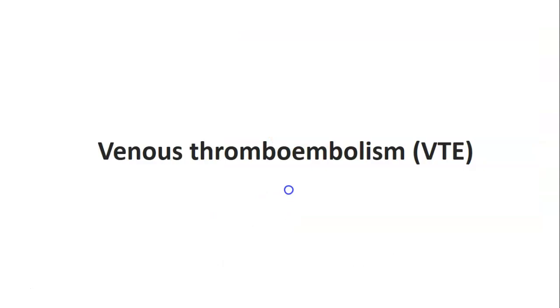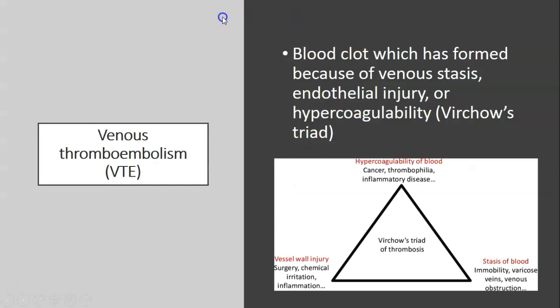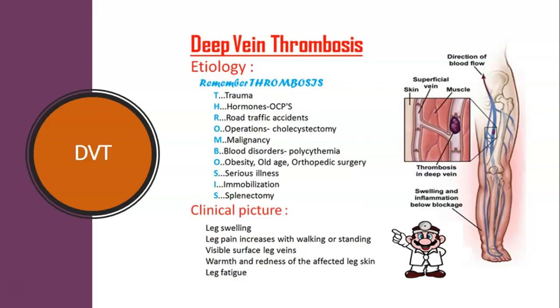So venous thromboembolism, which is a VTE, will be our first topic. This is a blood clot which forms because of venous stasis, epithelial injury, or hypercoagulability. And see the triad below here that talks about different things that occur that will cause a blood clot. One type of blood clot that typically occurs is called a deep vein thrombosis.